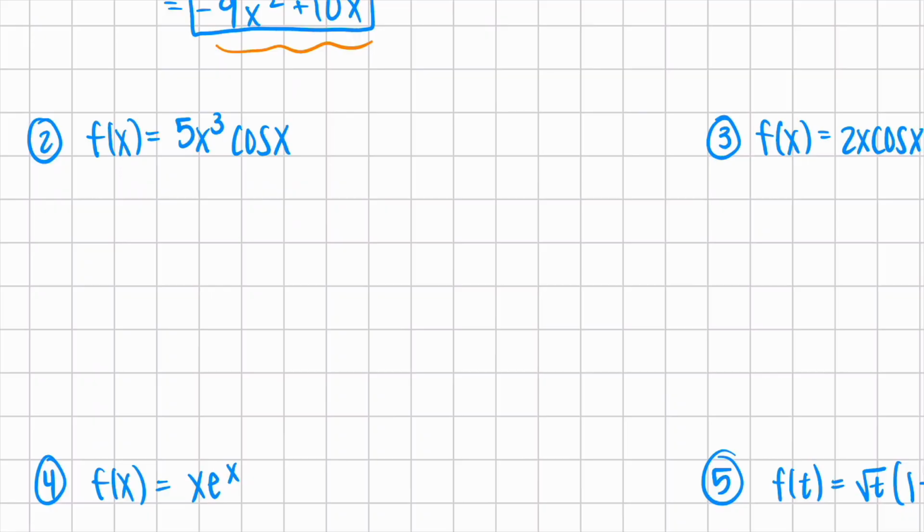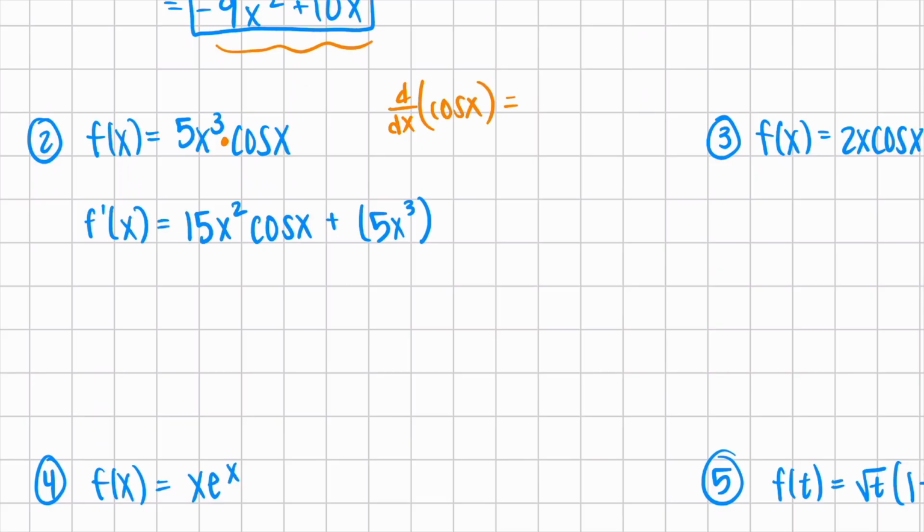So number 2, I have 5x cubed times cosine of x. One of my functions is 5x cubed, my other function is cosine of x. When I take the derivative, I'm going to take the derivative of the first function. I'm using my power rule. I have 15x squared, leave the second function, plus, now leave the first function, and we should know that derivative of cosine of x equals negative sine of x. So I left 5x cubed, take the derivative of cosine, we get negative sine of x.